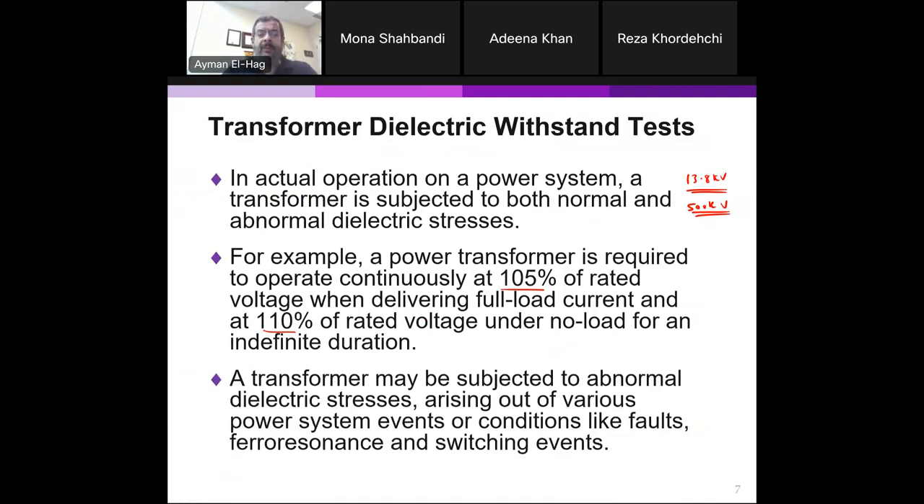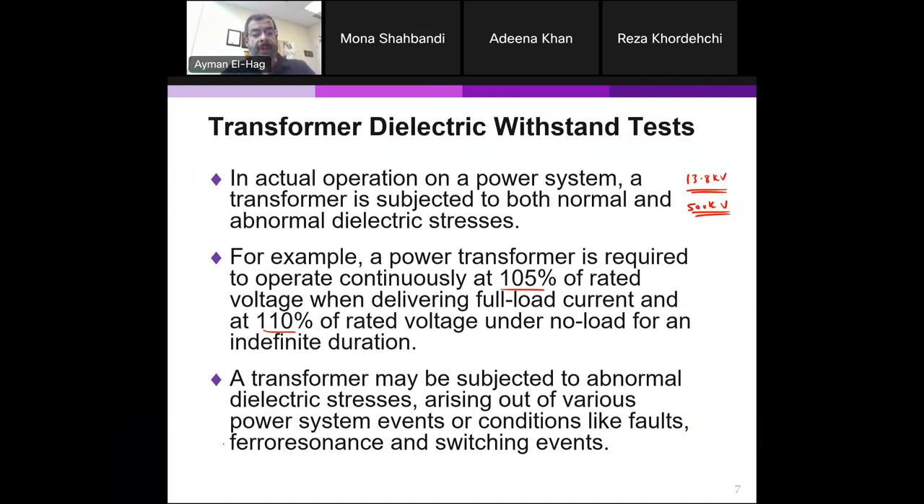Also, there are some other abnormal voltage stresses coming from different things. One of them is coming from switching events. Whenever you open a circuit breaker or connect a capacitor bank, there will be a sort of transient. And also, especially for pole mounted transformers, there are lightning surges. Also, this causes an overstress on the transformers.